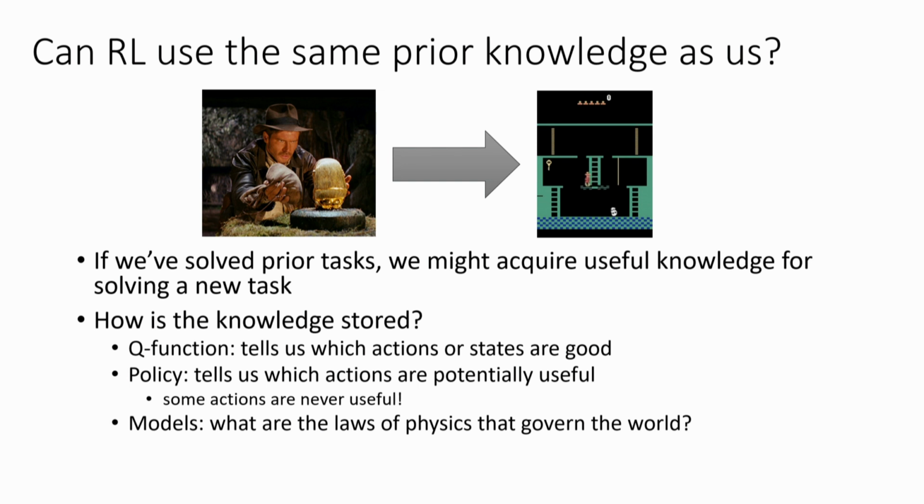The knowledge can also be stored in a model. If you're doing model-based reinforcement learning, maybe the task has changed. Maybe before your task was to steal that little golden idol, and now your task is to exit through the door, but something about the physics of how the world works may have remained the same. So perhaps ladders still work as ladders and keys still work as keys, even if what you're trying to accomplish in the environment is now different. So the model can be a great way to transfer knowledge from one task to another.